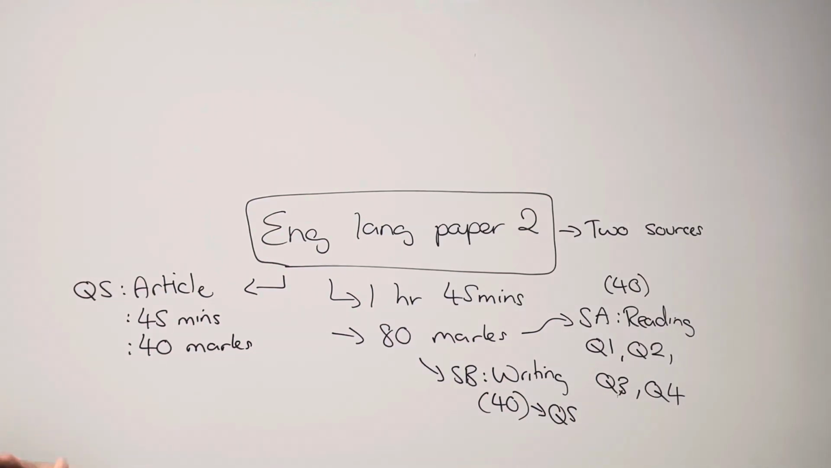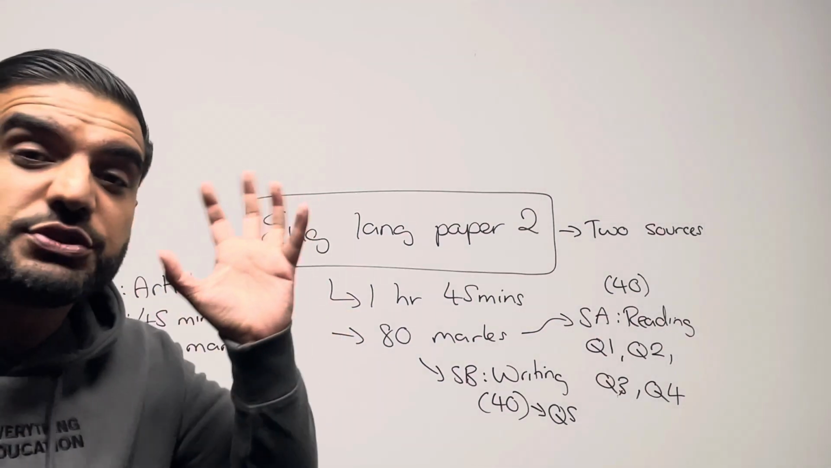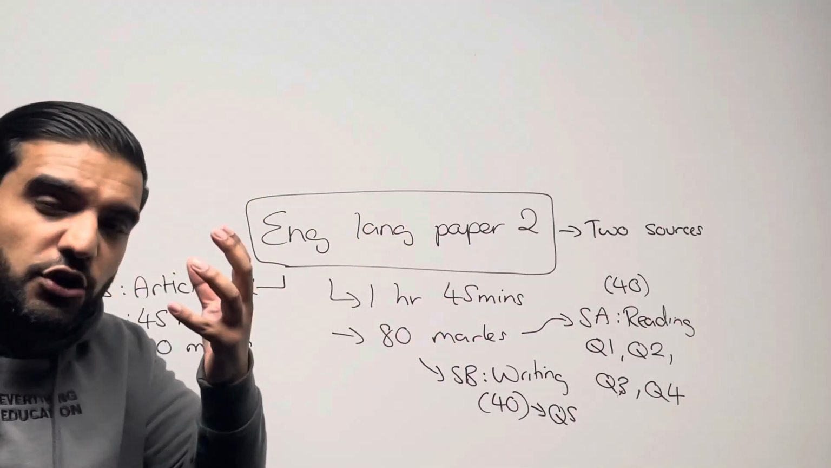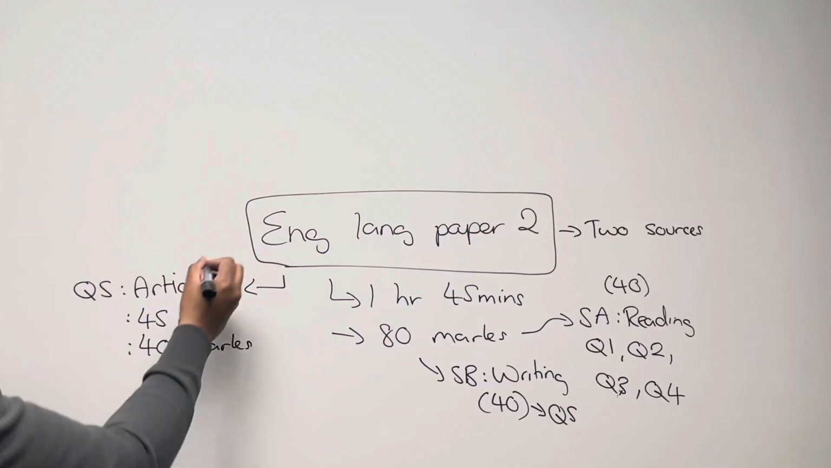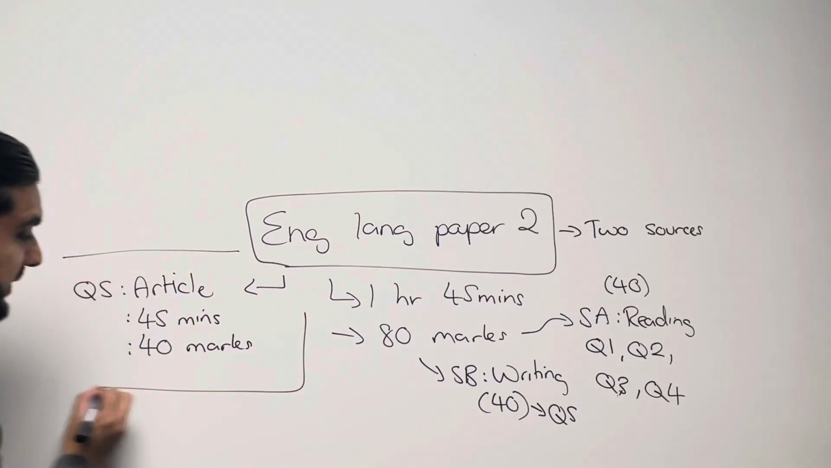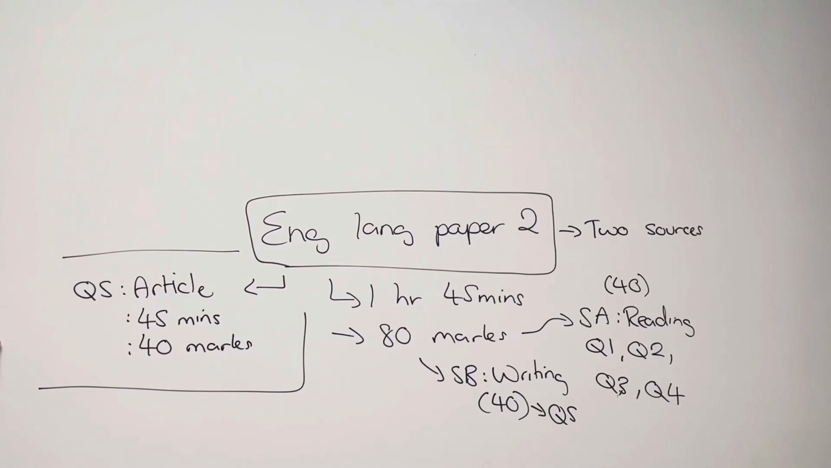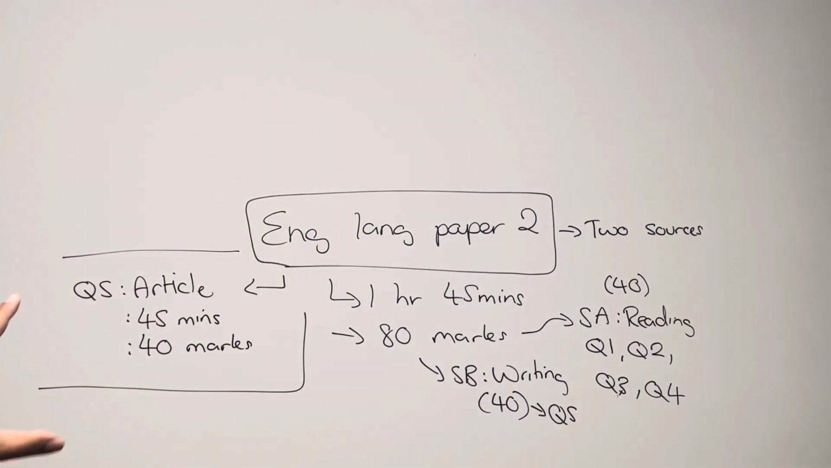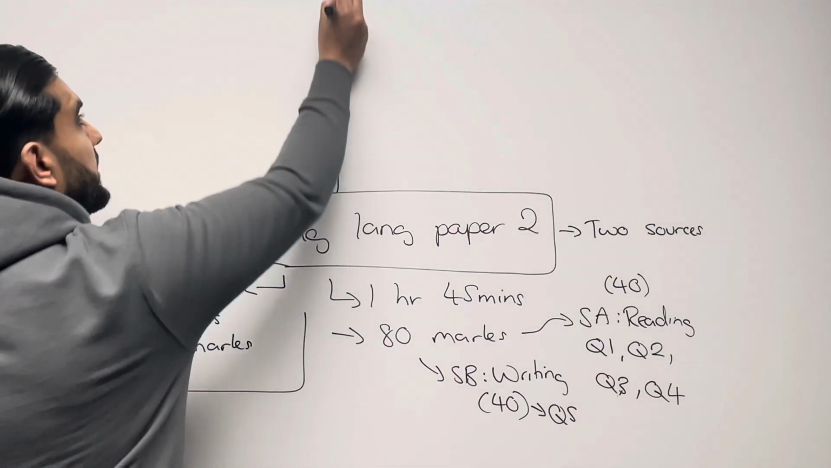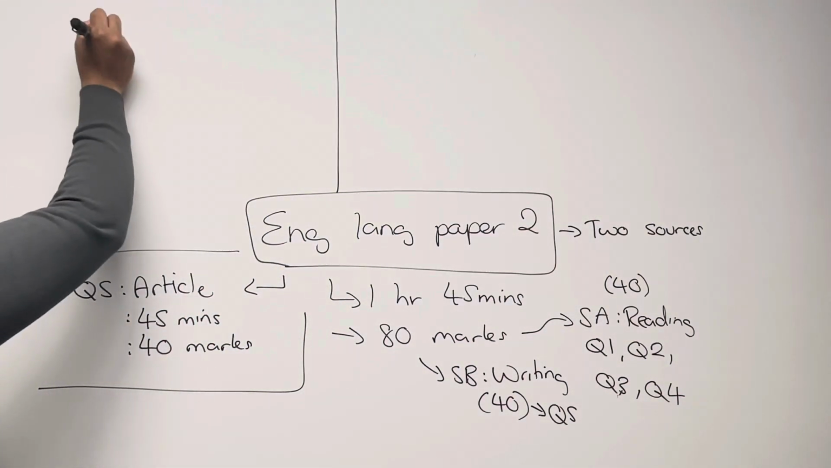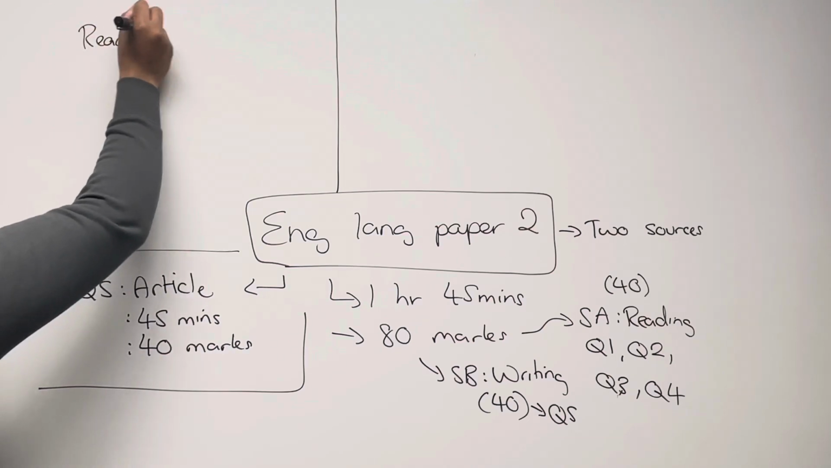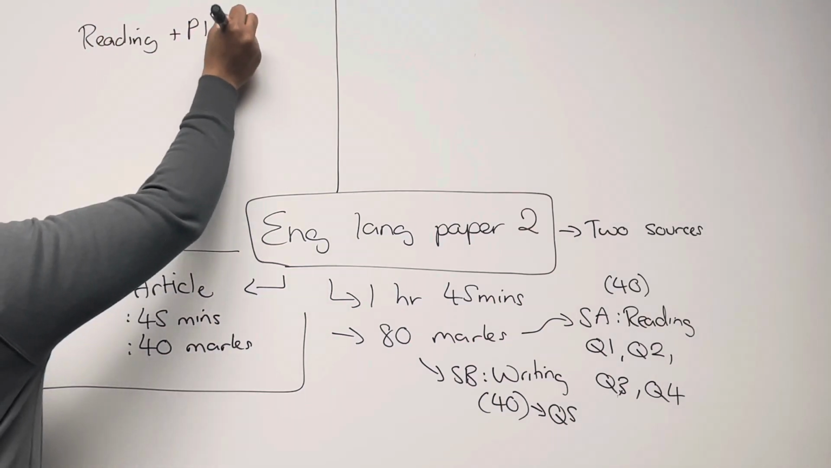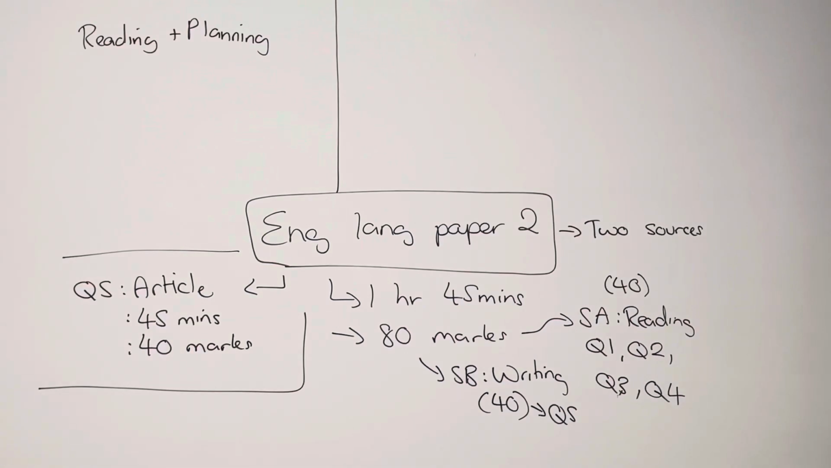Now, I'm not going to go over how to actually write the article. We'll cover that when we cover question 5. This is just an idea of how you should break down your exam. So question 5, 45 minutes, writing an article, and that is 50% of your exam complete. After you've written the article, we then move on to the reading and planning section of our exam.